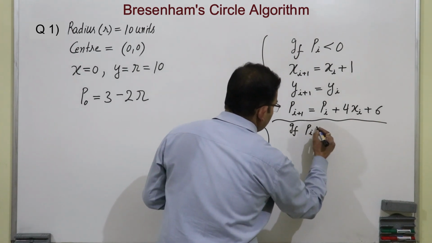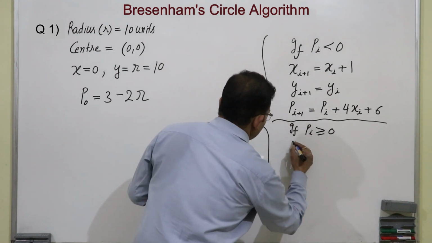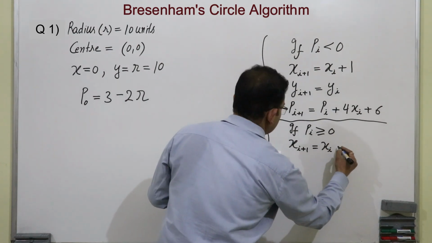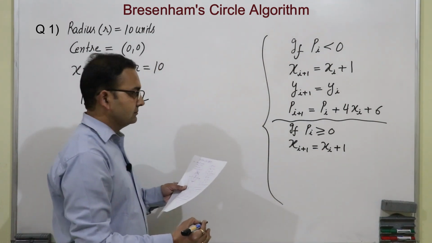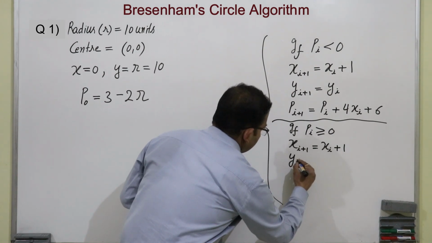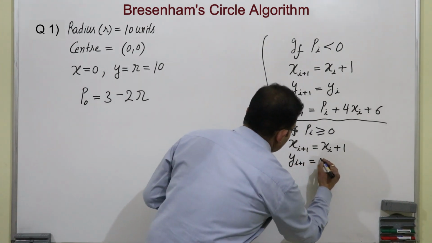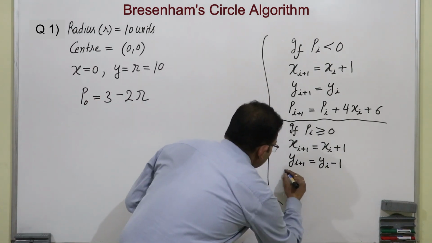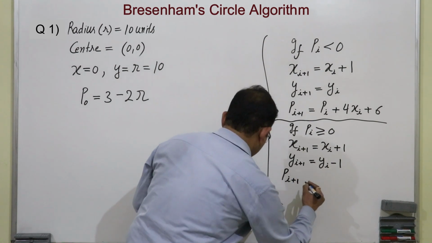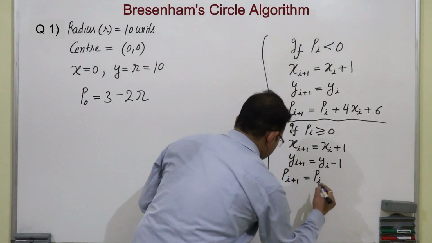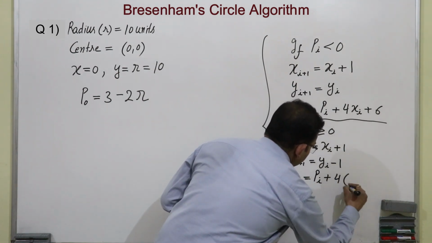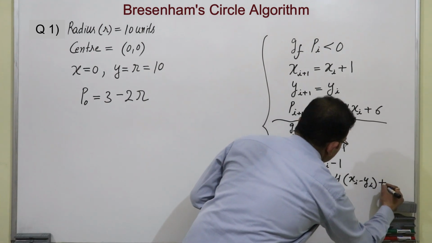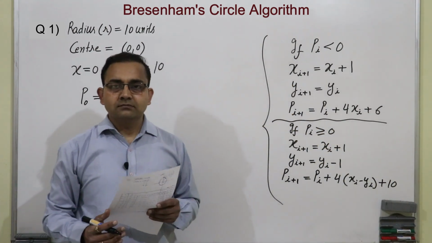If Pi is greater than or equal to 0, then xi plus 1 equal to xi plus 1, yi plus 1 equal to yi minus 1, and Pi plus 1 equal to Pi plus 4 times (xi minus yi) plus 10. Okay.